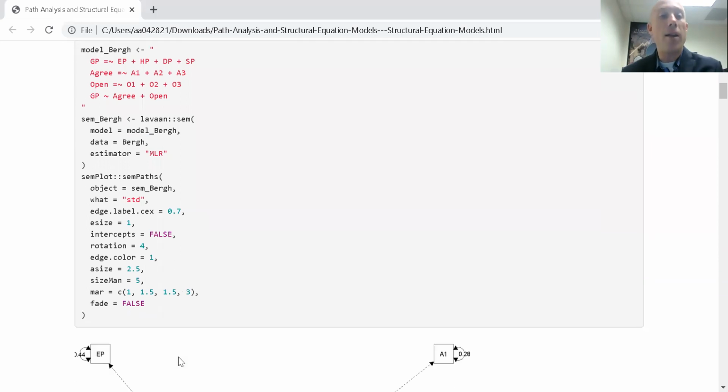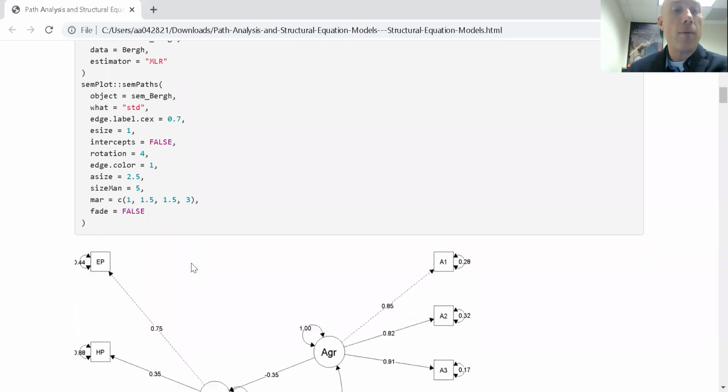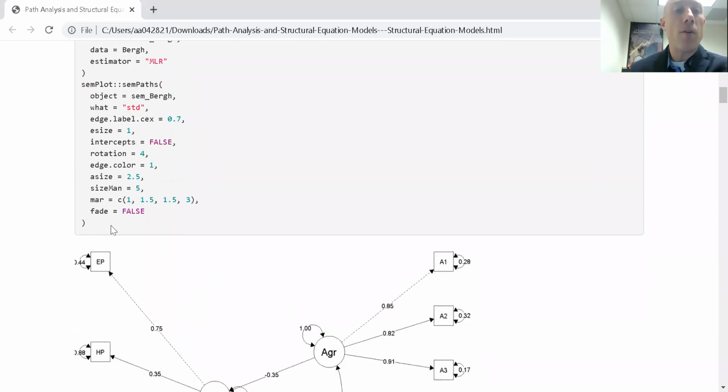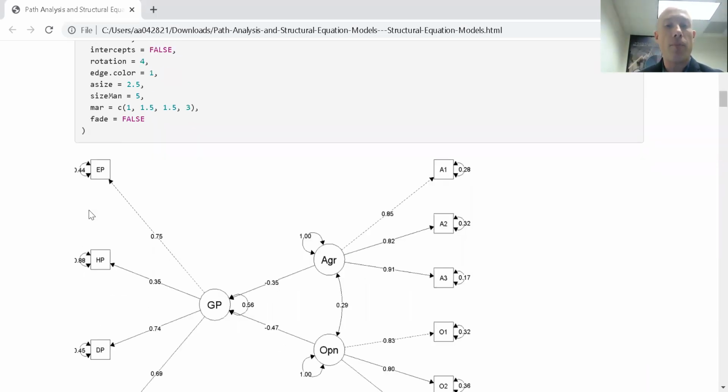Now let's go ahead and plot what the model looks like. If I change these parameters, the diagram looks very different. I can have fading and different colors to show different aspects. To be consistent with the author of the textbook, I left it the way that he put it in there.